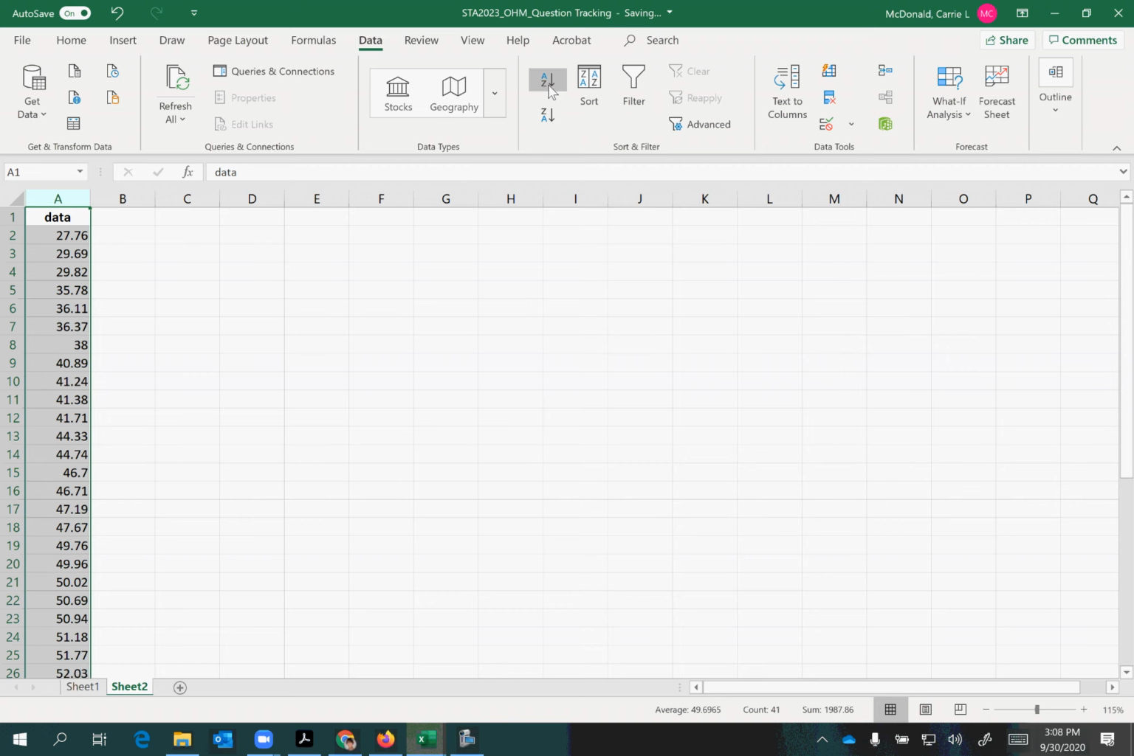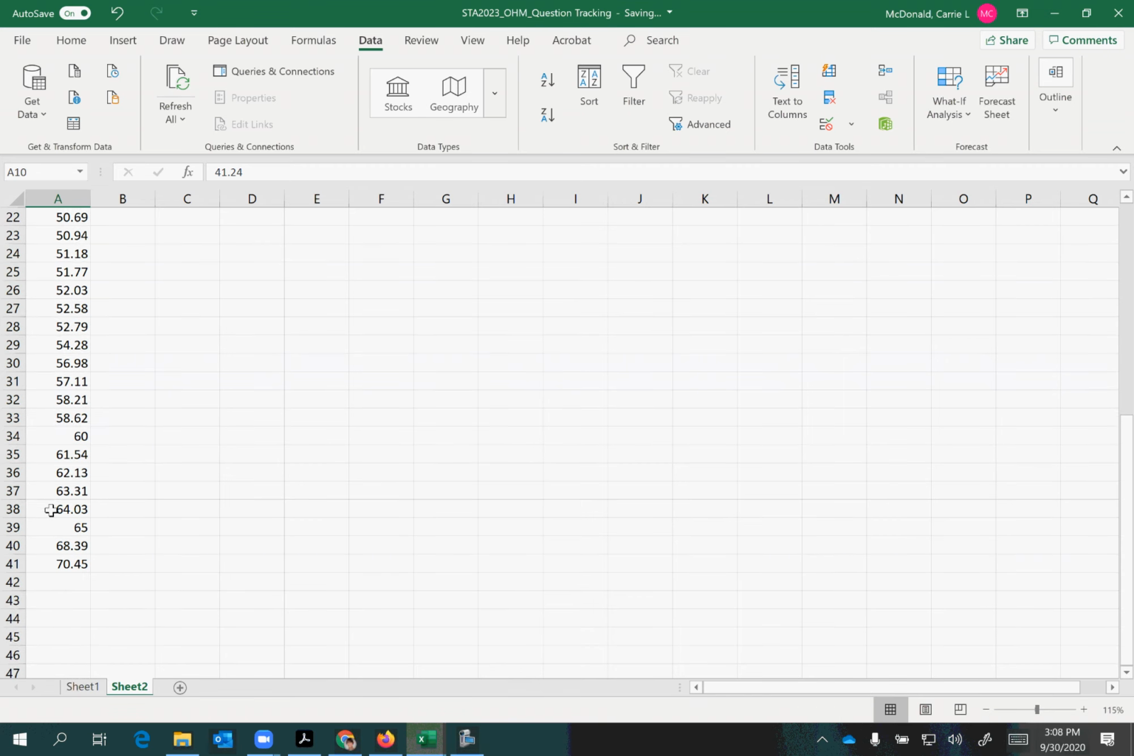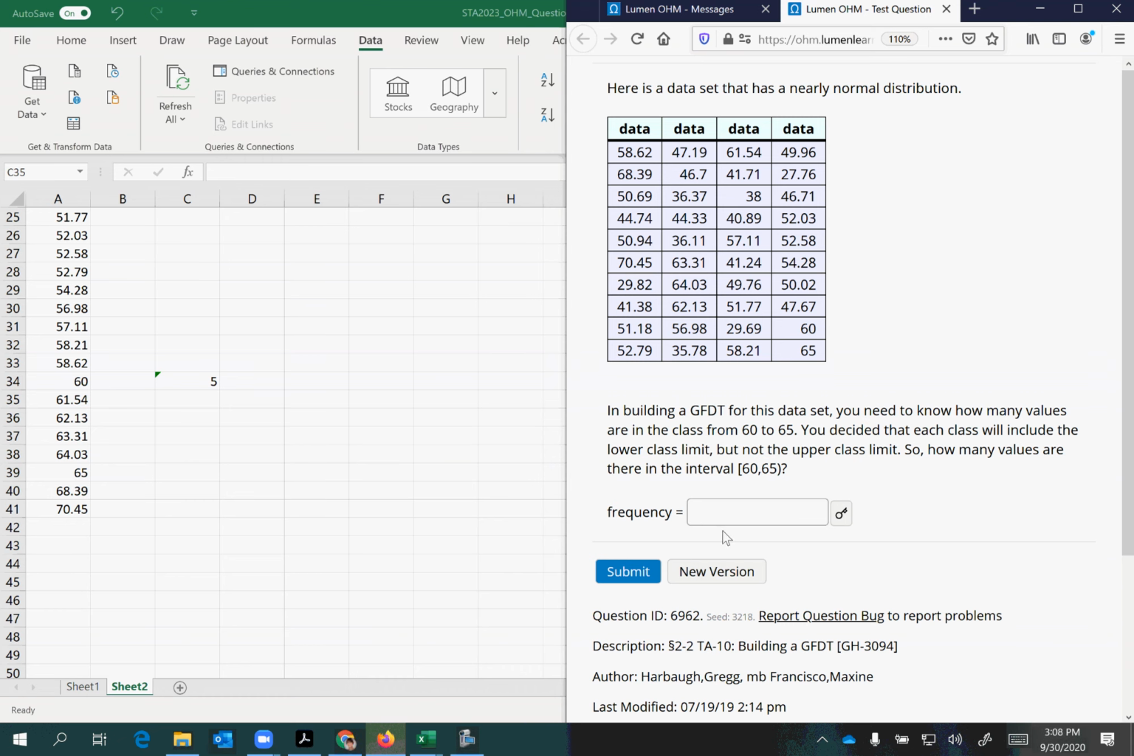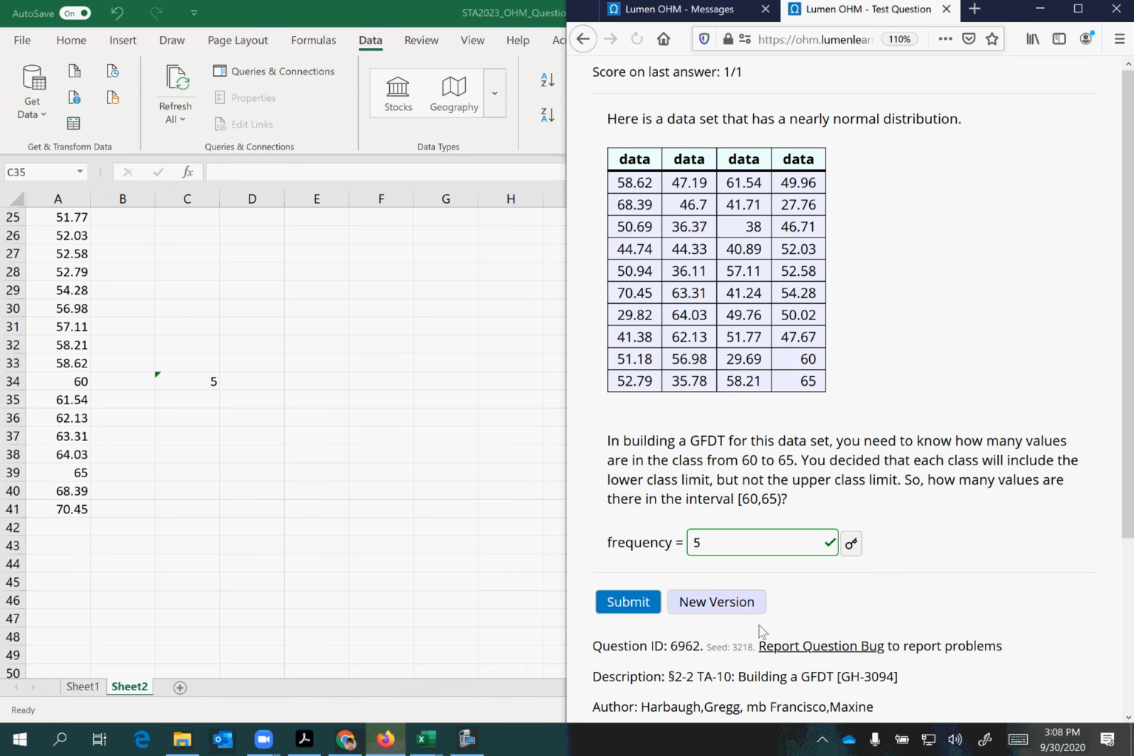So I just clicked on this. And now that they are in order, I can quickly go down to where the values that would fall into that class from 60 to 65 start right here. So these are all the values, not including 65, so I'm only going to count these values. So I count 1, 2, 3, 4, 5 values. You could also use the count function and then just select the cells that contain the values you want to include. Right, so my answer should be 5. Let's see. Yay!